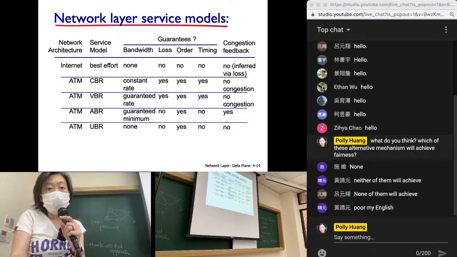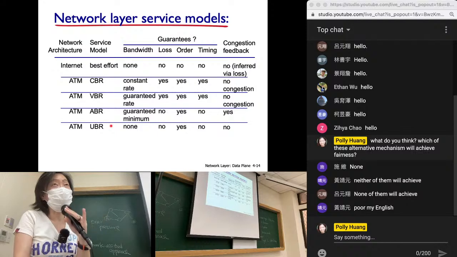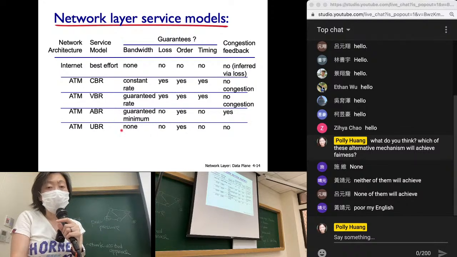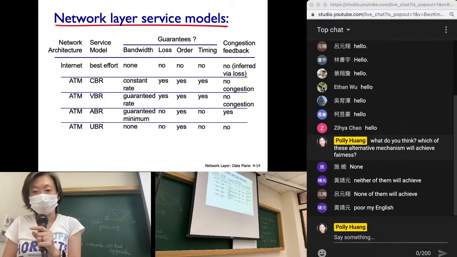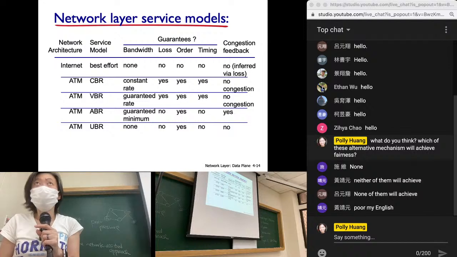Last is the UBR, the unspecified bit rate. This is like something really close to best effort, except that in-order packet arrival will be guaranteed. No bandwidth, no loss, no timing guarantee. All right.